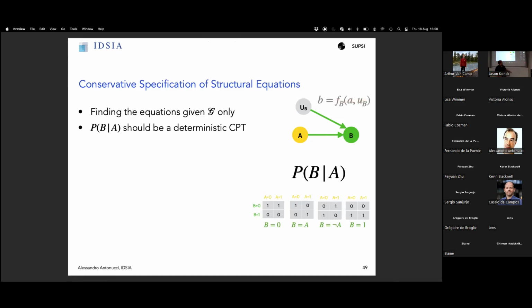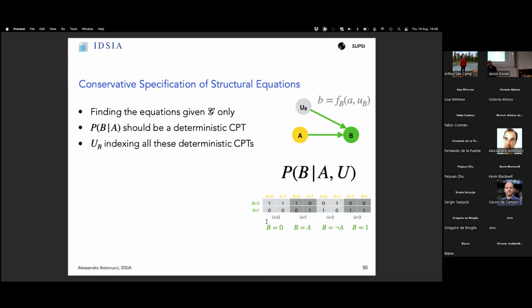This is the CPT, the conditional probability table corresponding to the 4 deterministic relations I mentioned. Which one is the right one? Are there some of them that should not be considered? At least in principle, I don't know. So let's pick them all. Let's use the U variable to enumerate these 4 possible quantifications. And in this way, we get a conservative specification of the equation. This is the most conservative equation we can consider, because U is enumerating any deterministic relation between B and A, and generally speaking, between B and its manifest parents. This is good.